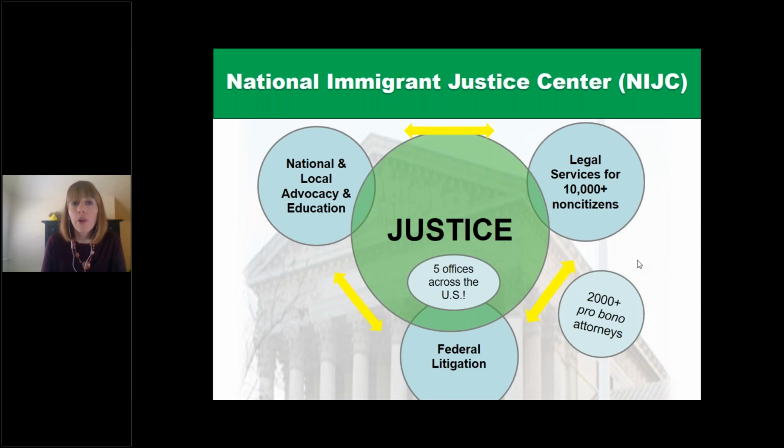So it's not uncommon for a pro bono attorney to be working on a case with NIJC and to encounter an issue which then we are able to utilize and advocate on behalf of the client with members of Congress or through litigation efforts to try to make change for the client and also systemic change as well.